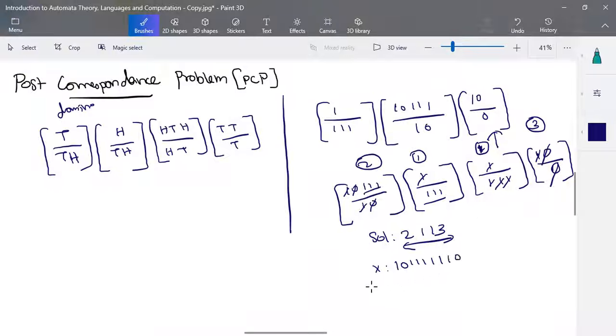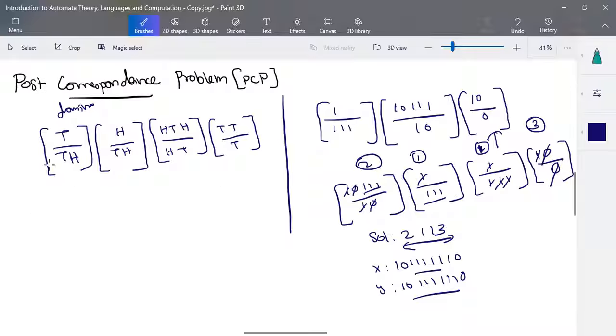So this is your x, and y value is all the denominator. 1, 0 for the first set, and triple 1 for the next, triple 1 for the next domino, and 0. See, it is same. Okay, so this is called a post correspondence problem. A domino can be repeated any number of times, and sometimes we can exclude some of the dominoes too without including them in the solution.